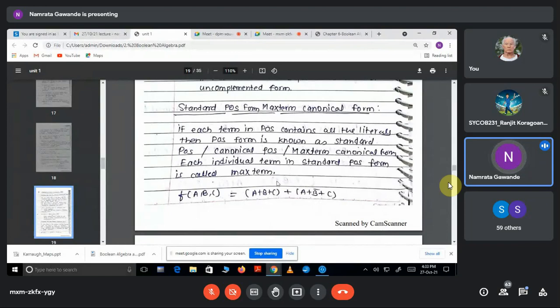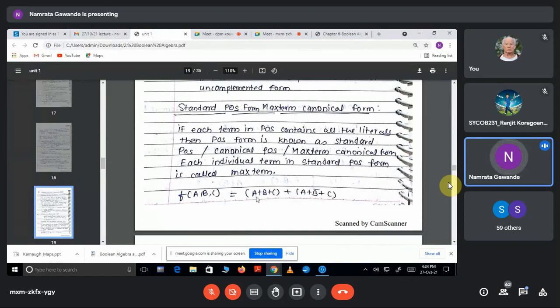Now, here you can see this particular expression, right? A plus B plus C. See students, here this plus is not required. Here it should be dot. A plus B plus C dot A plus B bar plus C. What it indicates? It indicates that this is the POS form. This is the product of sum. So here product is required.